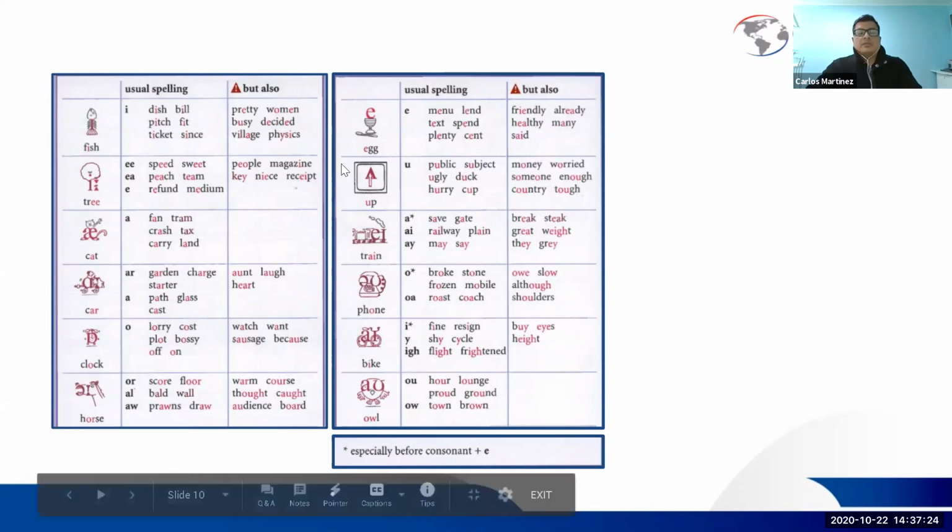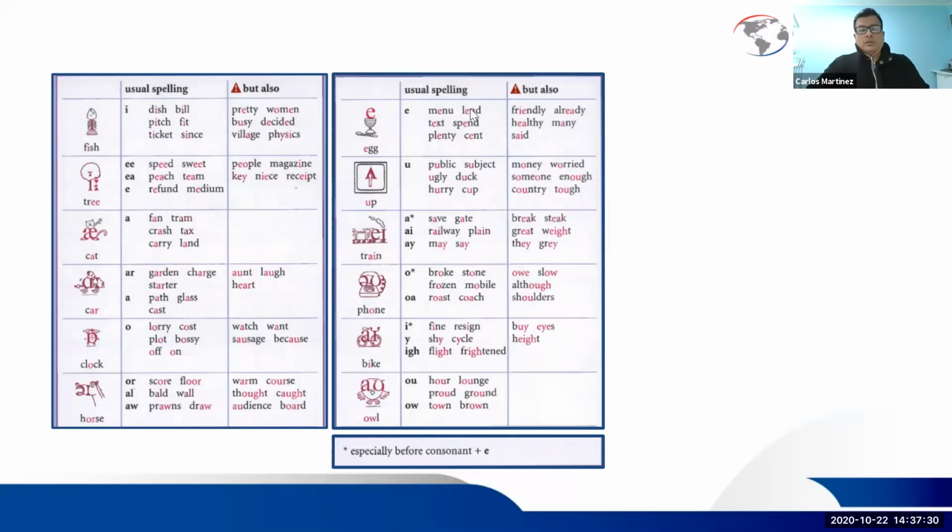Now, here's some more. The e sound, like egg, is normally pronounced by the letter E: menu, lend, text, spend, plenty, and sent. But there are also some combinations, like the combination IE. You don't say friend, you say friend. You don't say already, you say already. Healthy, many, said.